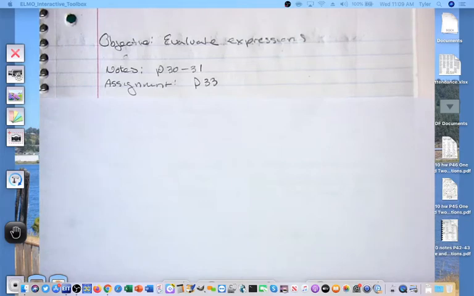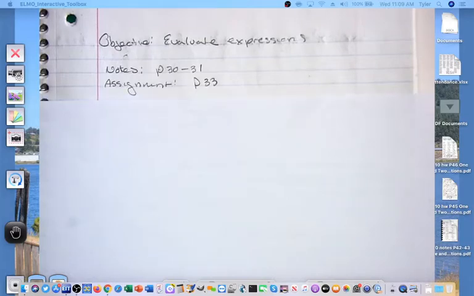Good morning, everybody. Today we're going to be evaluating expressions. The notes that I do, the problems that I do here will be from pages 30 and 31, and the assignment that goes with this will be one page, page 33. I think you're going to find this one is not too bad.